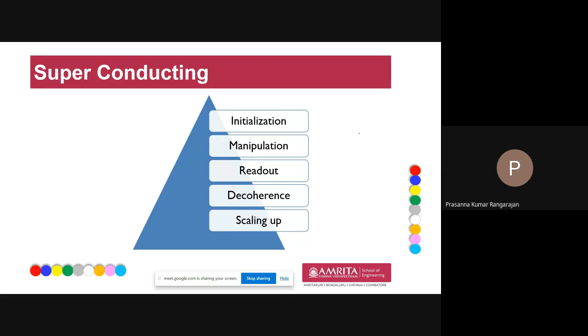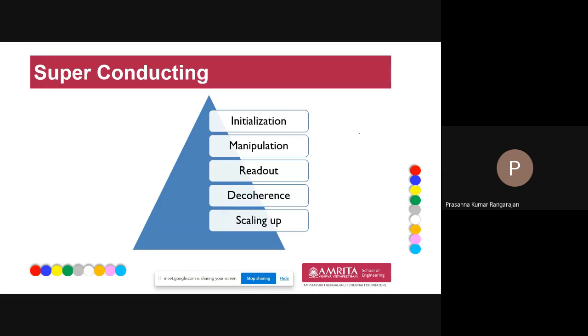First one is initialization. Let me just go back again. Coming to these superconducting qubits, they are nothing but artificial atoms. Just have this information. Coming to initialization, this is the first step in performing quantum computation by using these superconducting qubits. Here, the ground state or an equal superposition of the ground and excited states are used to initialize these artificial atoms.